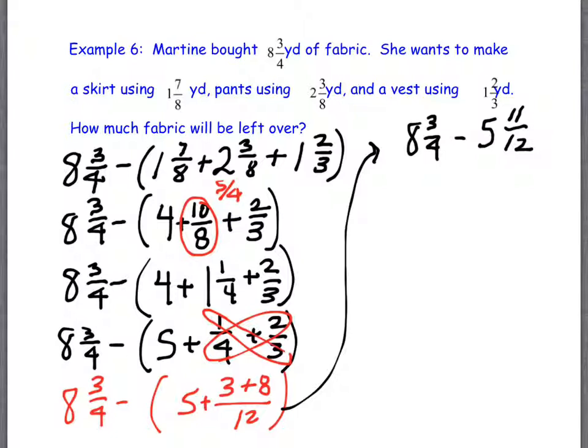Now, I can certainly deal with the 8 and the 5, and we can do that right now. I'm going to show you that we're going to run into a problem, but we'll fix it. So what would 8 minus 5 be? 3. And to that, I need to add the 3/4 minus 11/12.